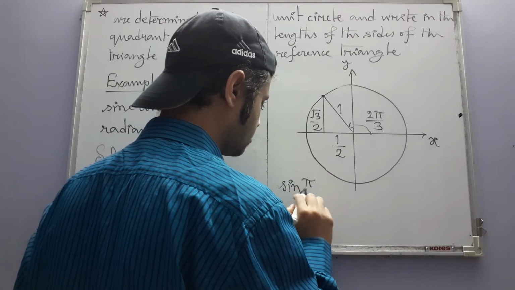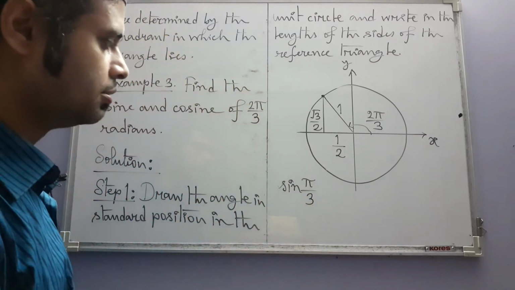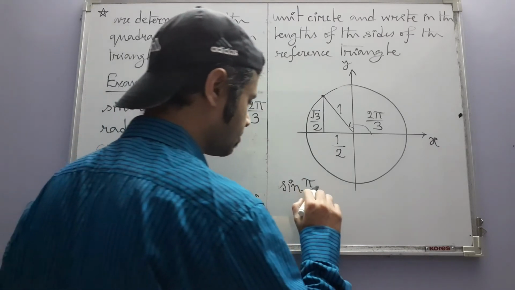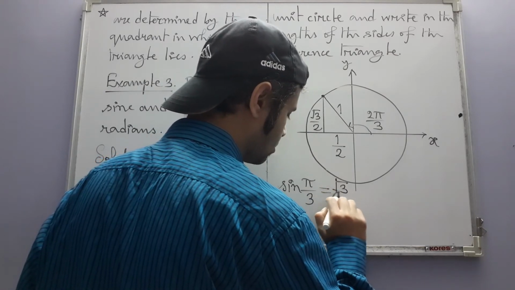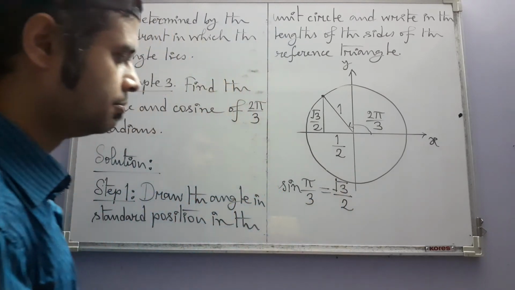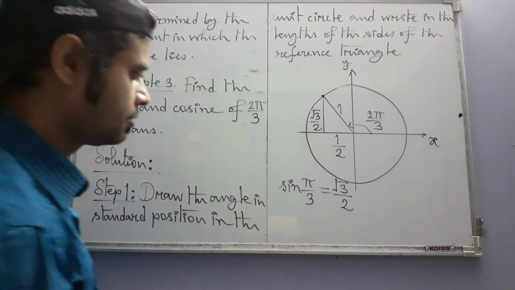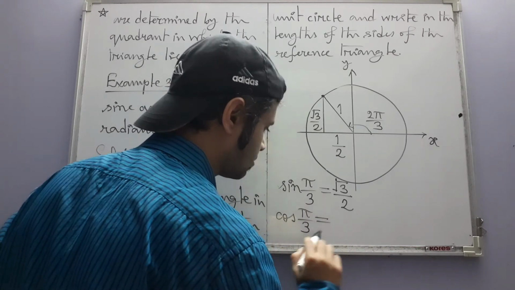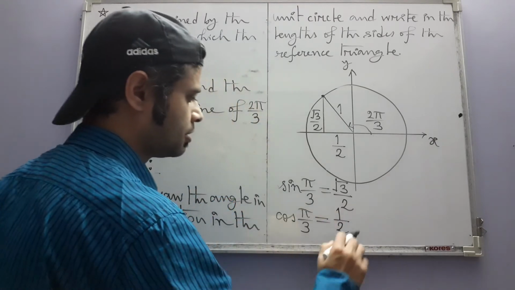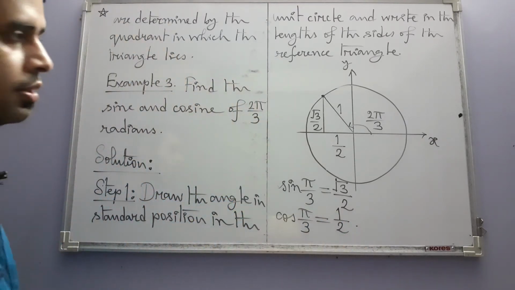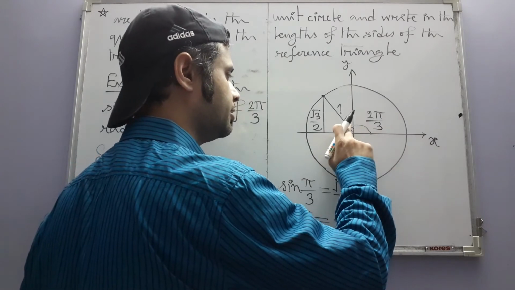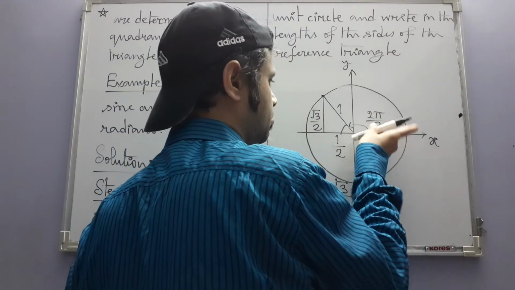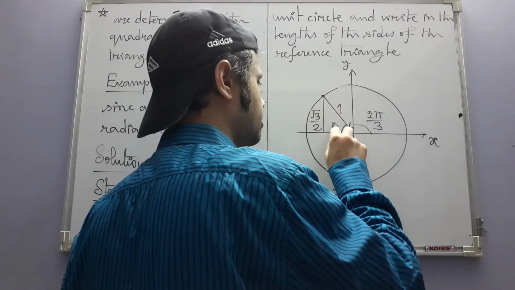And you already know, for example, what sine pi divided by 3 is. Sine 60 degrees is square root of 3 divided by 2. And you also know what this value is. This is 1 over 2. So if this is your 120 degrees, this angle will be how much? The total angle is 180. So this will be pi by 3.